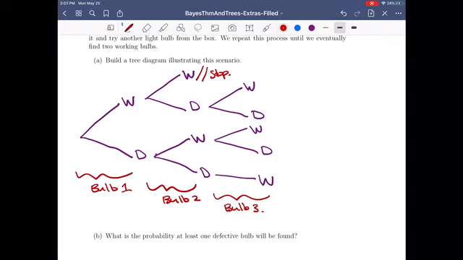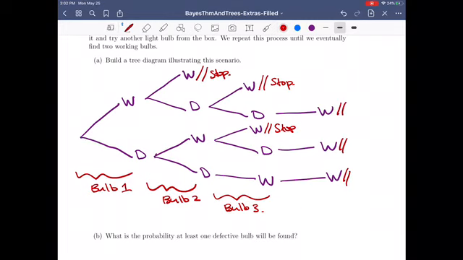Now in this path here, I see that I have 2 working ones, so that one's going to stop. And in this path here, I got 2 working ones, so I'm not going to pick any more there. And in all the other paths, here I have 2 defectives, here I have 2 defectives, here I already had 2 defectives. So my next pick, I know I'm going to get a working one each time. And for all of these, that's going to be when I stop, because I've now found 2. So I may have to go to 4 bulbs.